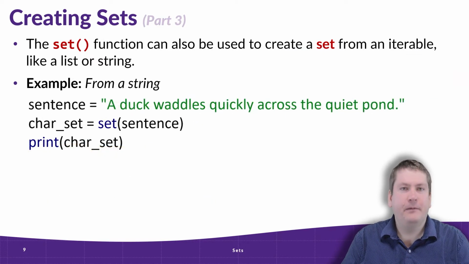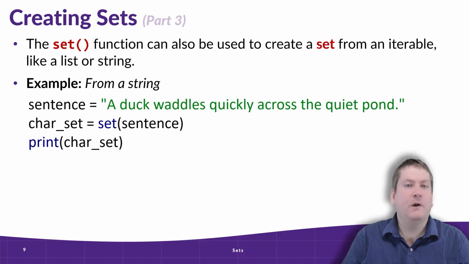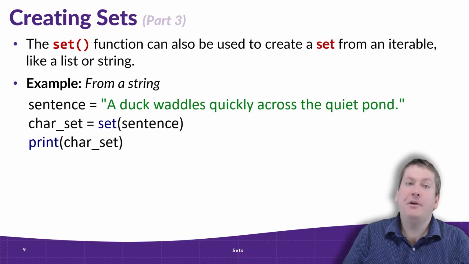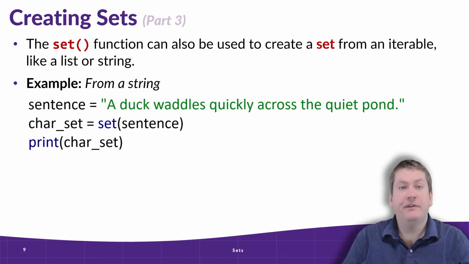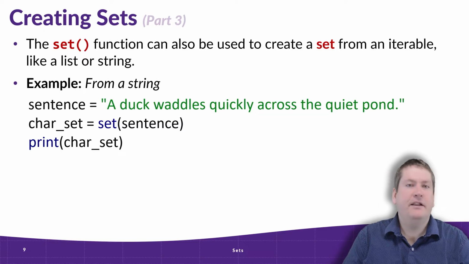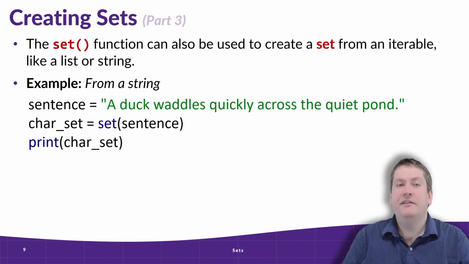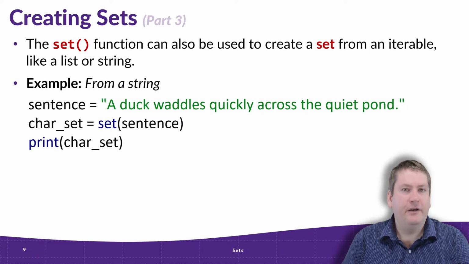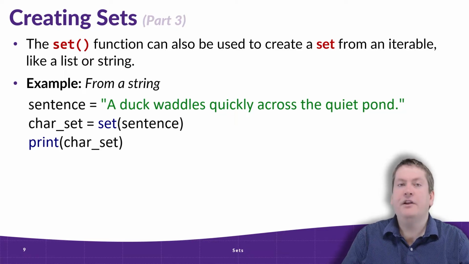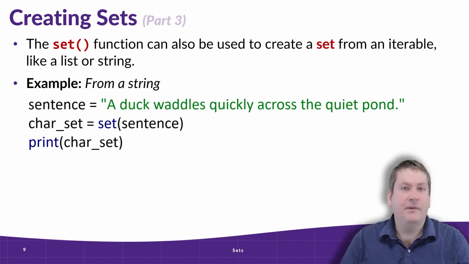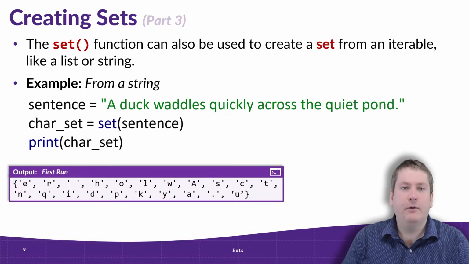Let's take a look at another example. In this example, we are going to convert a string into a set. Remember, strings are a type of collection. They're a sequence of characters. So that means we can use them with the set function to convert that collection into a set. In this case, the string is a sentence, and that sentence contains the text a duck waddles quickly across the quiet pond. When we convert this into a set using the set function on the next line, it's going to take every individual character in that sentence, and it's going to make it an element in the set. Let's take a look at the output.